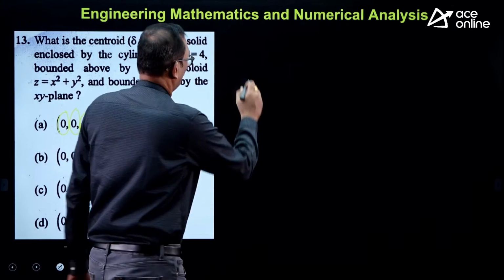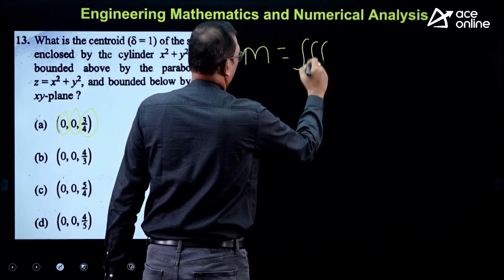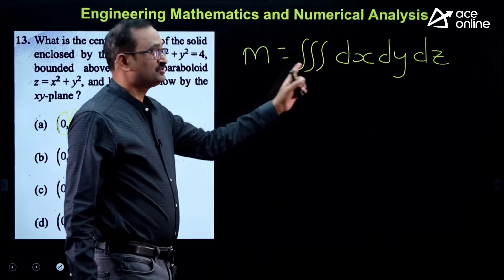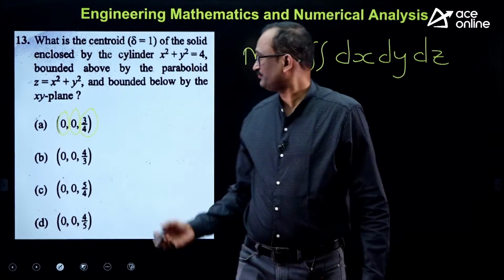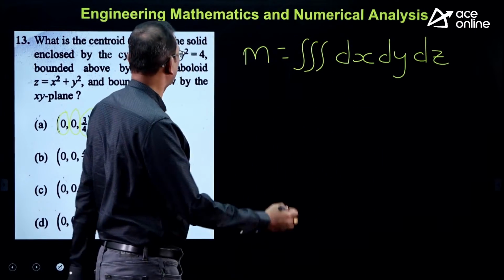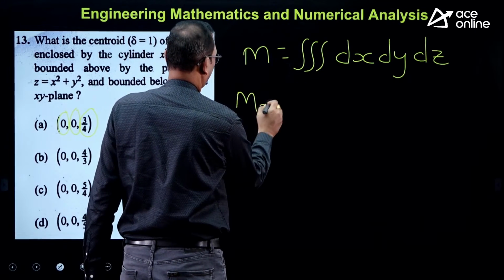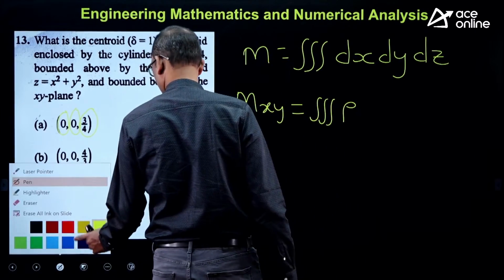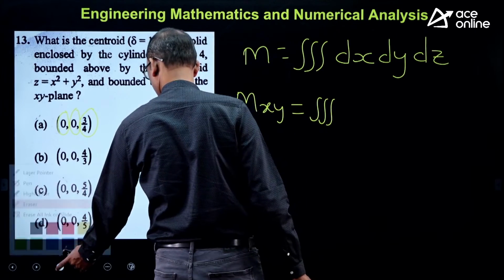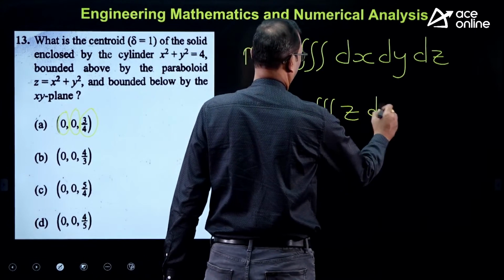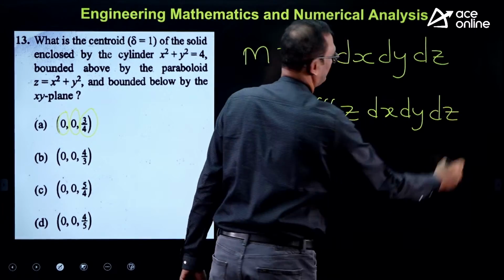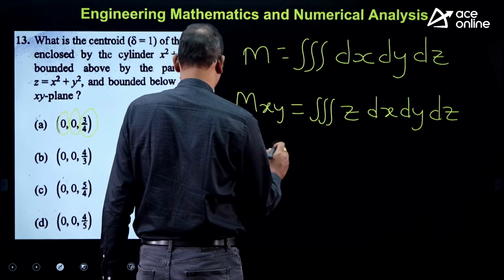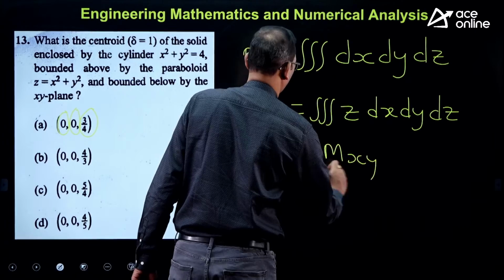Centroid formula: first you have to find the mass. While you are calculating the centroid, mass is the integral of dx, dy, dz. By using this formula, of course the z limits are given: z limits from x square plus y square to 4. By applying that you will get the mass, and M suffix xy, for this is the formula, integral of z dx, dy, dz. Substitute the limits and later convert to polar coordinates and simplify. Finally, the z coordinate should be M suffix xy by M.